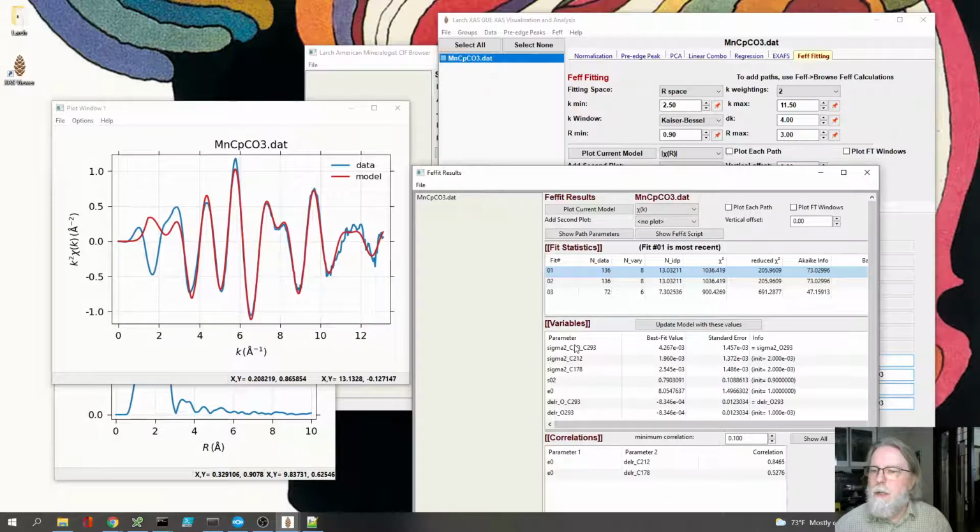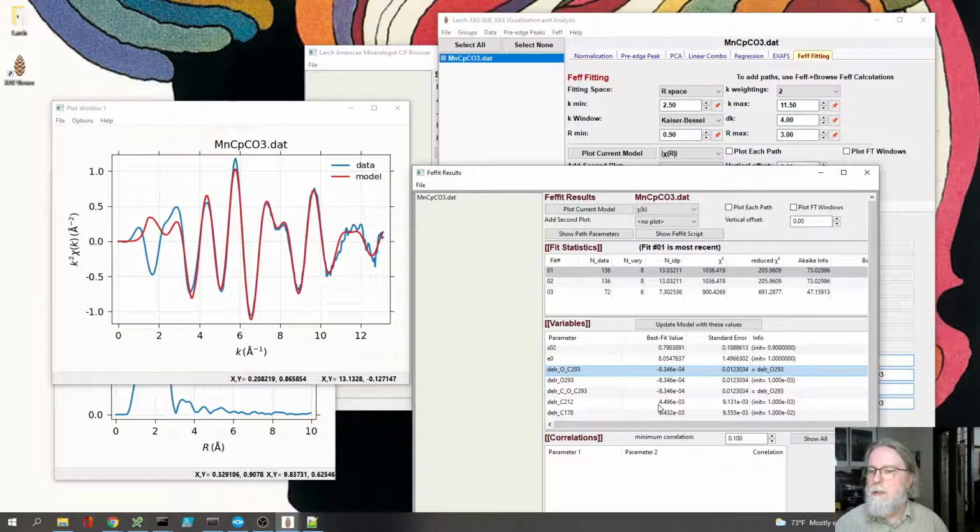But also, if we look at this, the parameters now, the sigma squareds are in the 10 to the minus 3 range with uncertainties that are 1 times 10 to the minus 3. S0 squared is 0.8. E0 is 8 volts. That's much better. I'm much less concerned that effectively the oscillations jumped a period or inverted if the E0 is 10 volts or less. And now the distances have refined to very small values. So actually that's saying that the structure is very consistent with the starting crystal structure data.